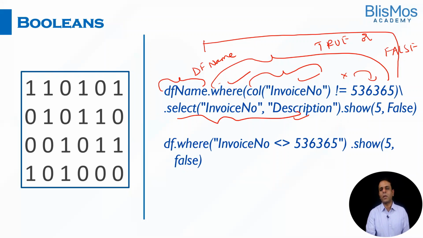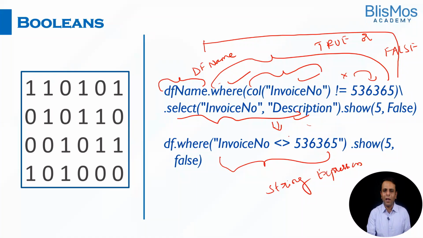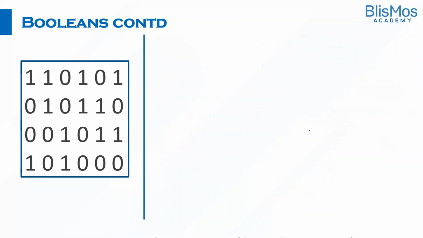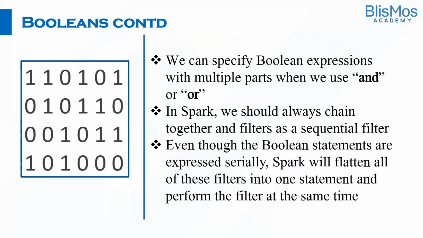One more way of representing the same thing is this. Here we provide the condition as a string expression. This is a string expression, and this is one more way of saying not equal to. Both of them are the same. This is how you use Booleans as a part of Spark to filter out some of the rows based on conditions. One more important thing is we understood how to specify a statement that evaluates to true or false.